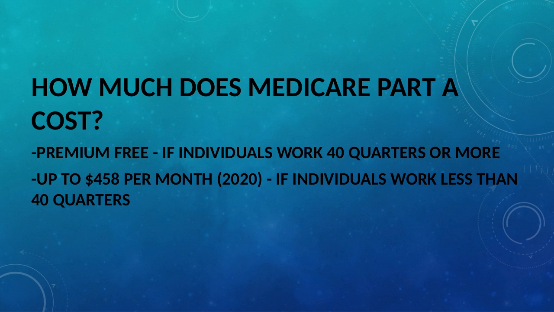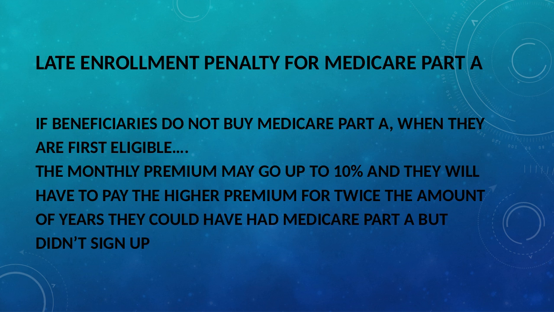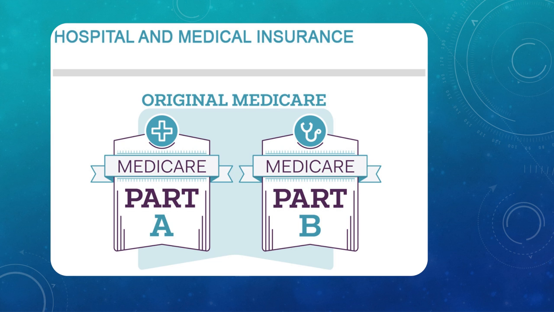How much does Medicare Part A cost? Well, Medicare Part A is premium free per month if individuals work for 40 quarters or more. However, if you have not worked for 40 quarters or more, it's up to $458 per month for the monthly premium for 2020. As for the late enrollment penalty, the monthly premium may go up to 10%, and they will have to pay the higher premium for twice the amount of years they could have had Medicare Part A but didn't sign up.